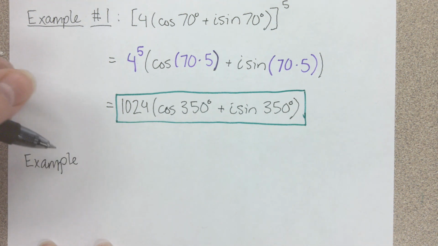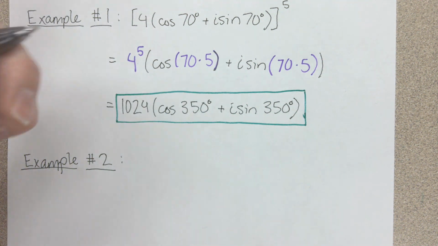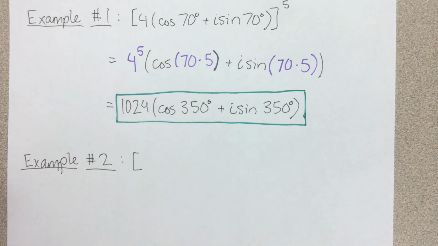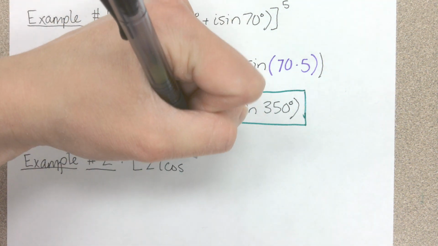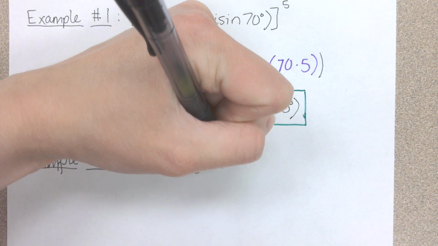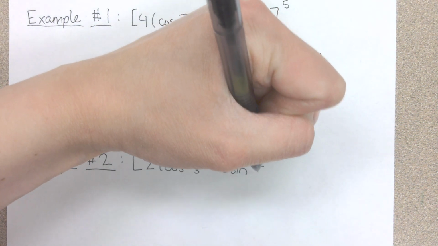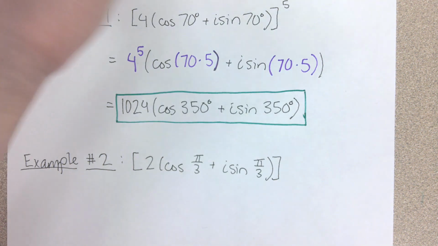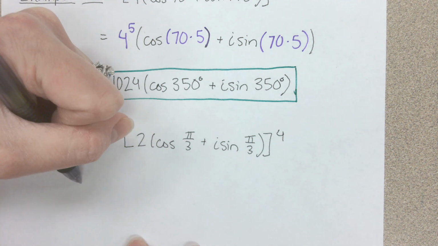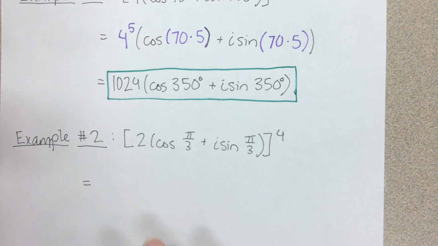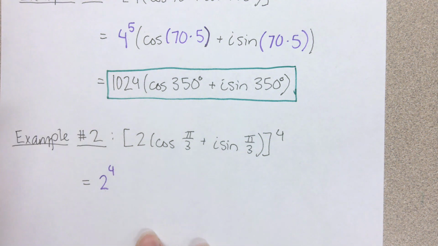Example 2. Again, when you see a bracket, you already know it's DeMoivre's theorem. 2 cosine of pi over 3 plus i sine of pi over 3, brackets to the 4th power. And again, first I'm just going to set it up. We have 2 to the 4th. Remember, it's an exponent, not 2 times 4.